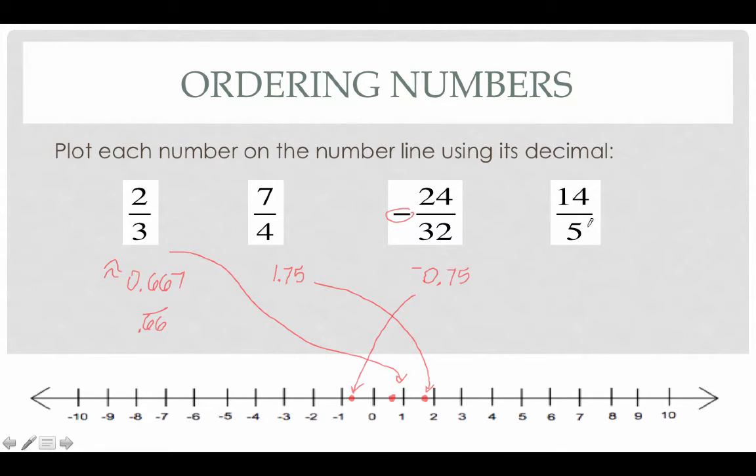And finally, 14 fifths. 14 divided by 5 is 2.8. And so we can plot that on the number line right about there. So again, we want to be comfortable knowing which number is greater. 14 fifths is the largest number, or the greatest number, because it's to the far right on the number line, whereas negative 0.75 would be the smallest number. It's to the far left on the number line.